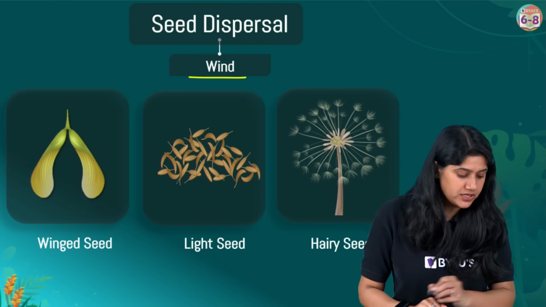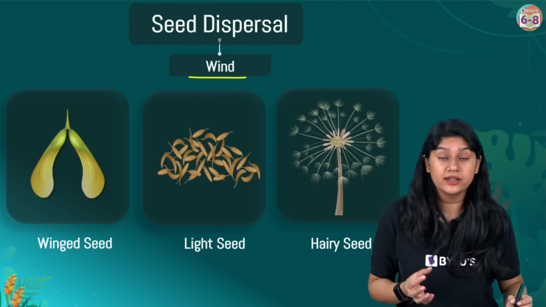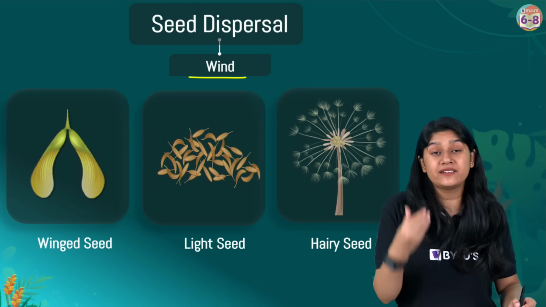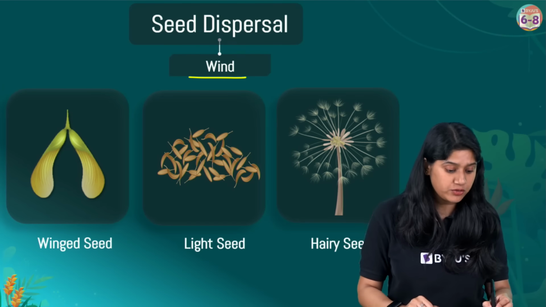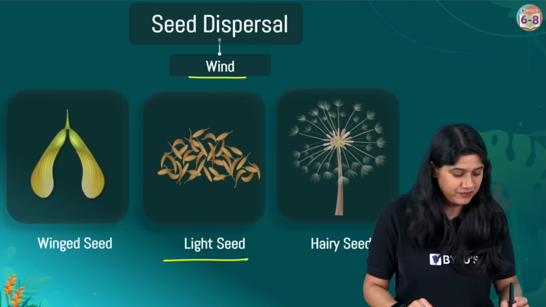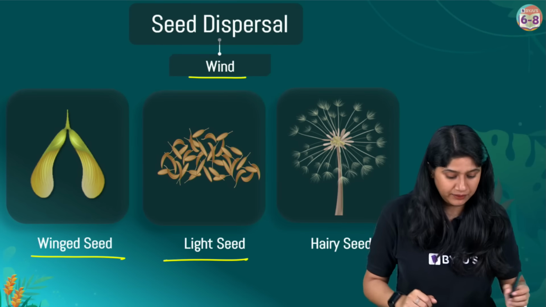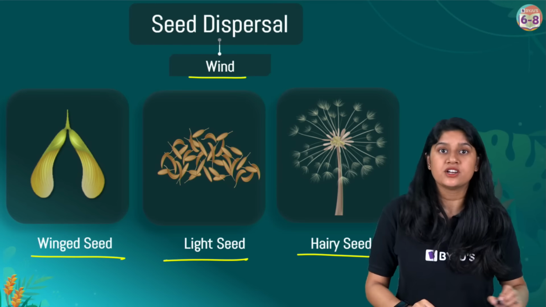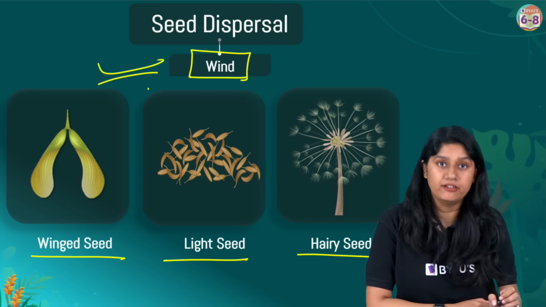By the wind, of course, the seeds which are getting dispersed by the wind have to have certain adaptations so that they can move along with the wind. So first of all, they have to be really very light. Then of course they have to be winged seeds so that they can easily float along with that. And of course they have hairy seeds. So this is really very important. So these are the important things that we have.